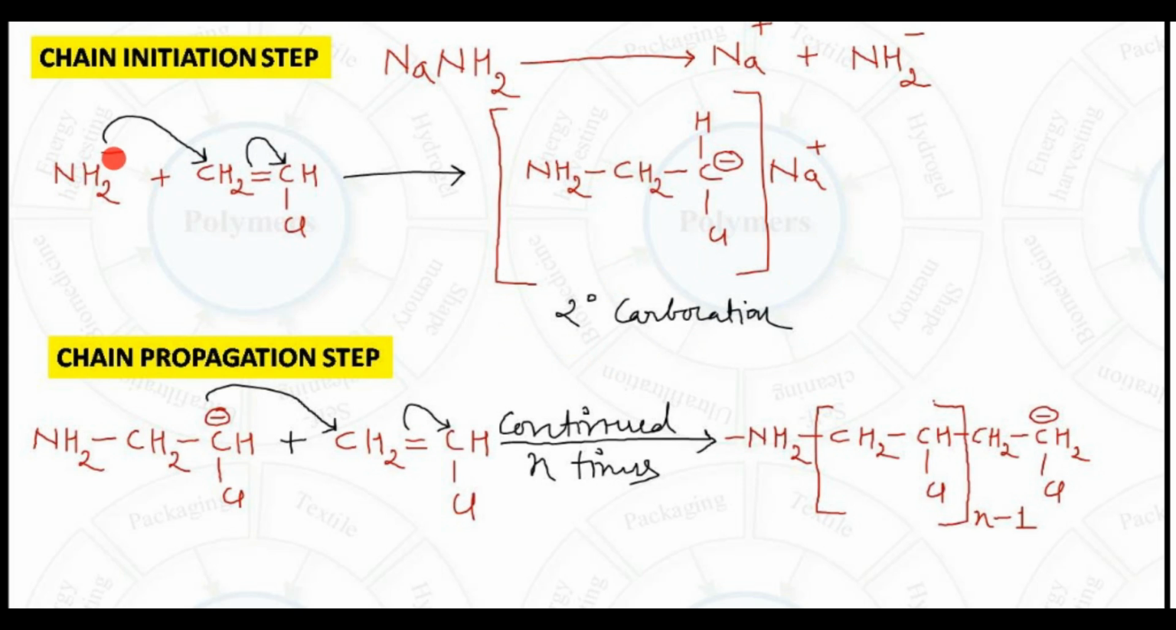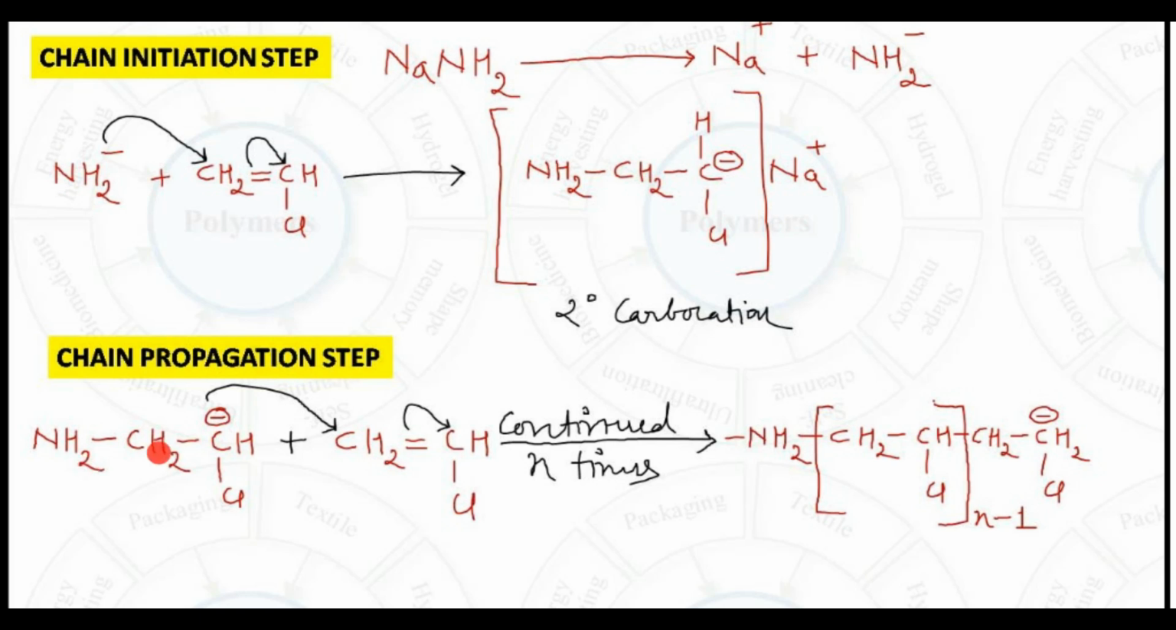Otherwise, this NH2 negative can also attack here, but this will produce the primary carbocation, which is less stable. So I haven't shown that particular thing here, but in your assignment I may ask that question also: what other possible way is there for the formation of the carbocation in that case, right? I may ask this in your assignments as well. Okay. Now once the initiation occurs, then the propagation will start.